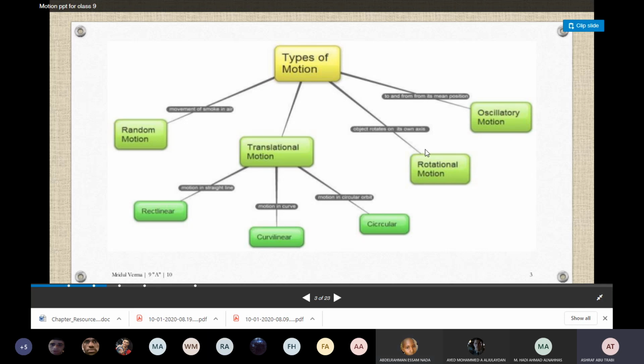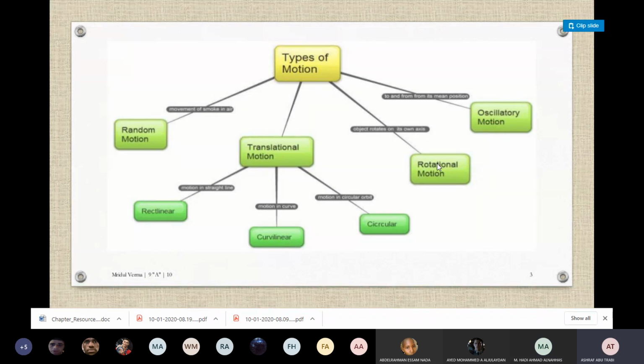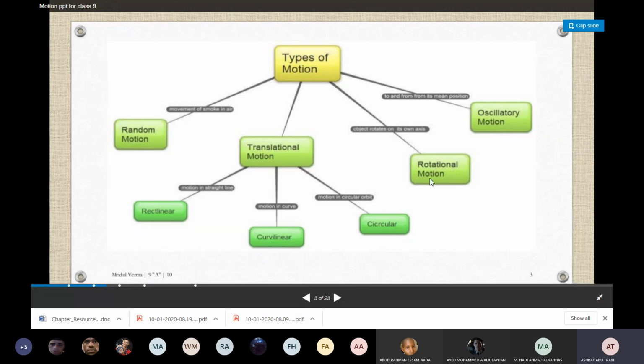Suppose the axis of your bicycle, for example. When we say that the wheel of my bicycle is rotating around the axis, it is a rotational motion.